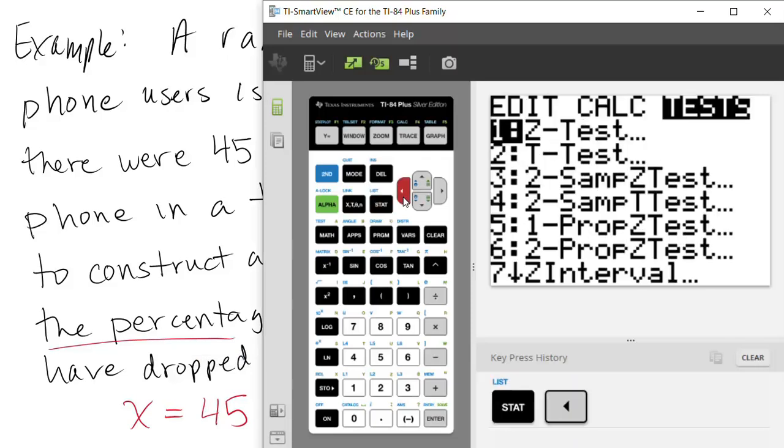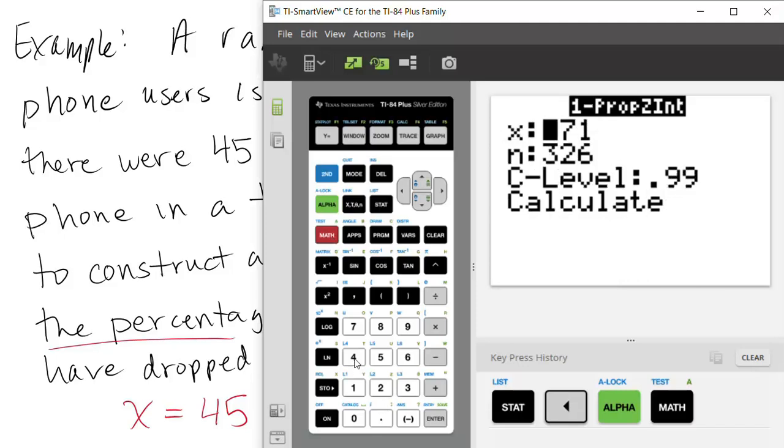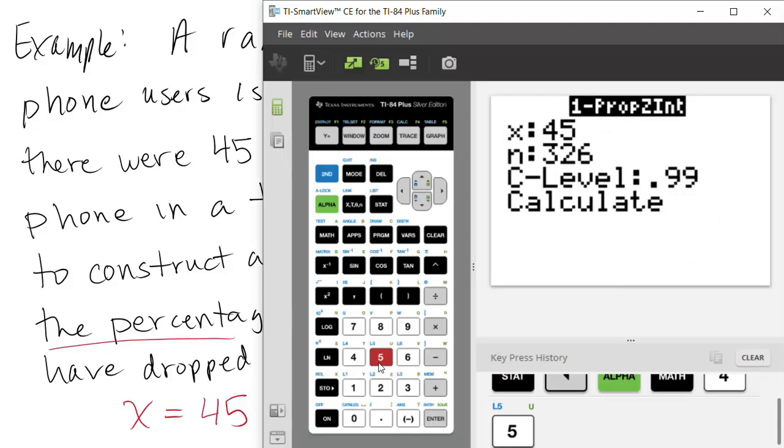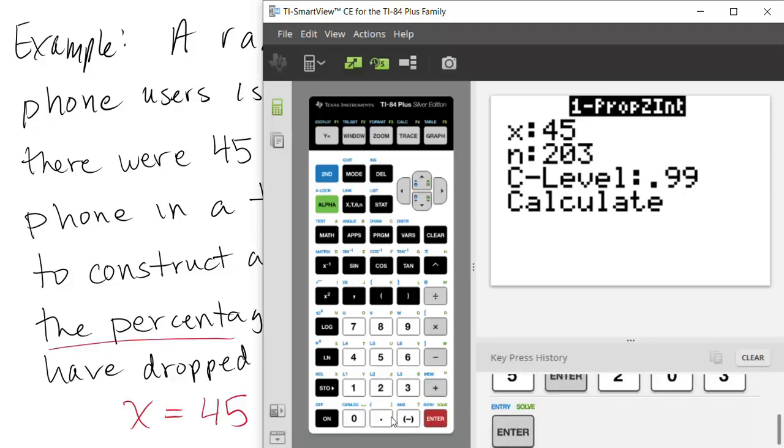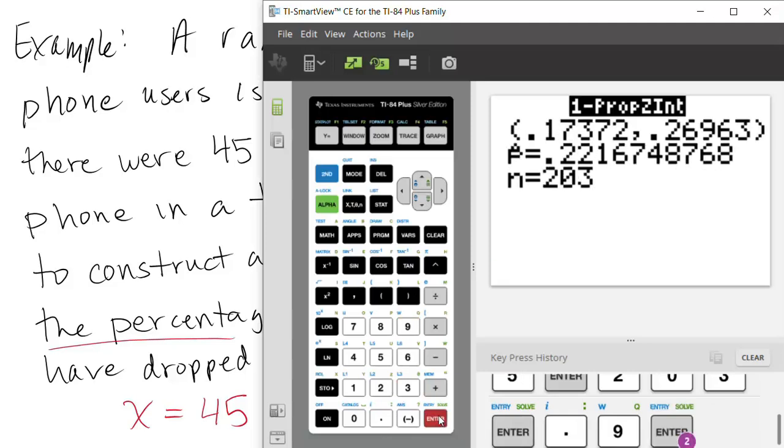Press Stat, scroll to Tests, choice A. We had 45 people in the sample who dropped their phone in the toilet. There were 203 people total. We want 90% confidence, so 0.9. Calculate. This one ranges from 0.17372 to 0.26963. So a margin of error just under 5%, right? That total range is just under 10%. And so our margin of error is around 5%.